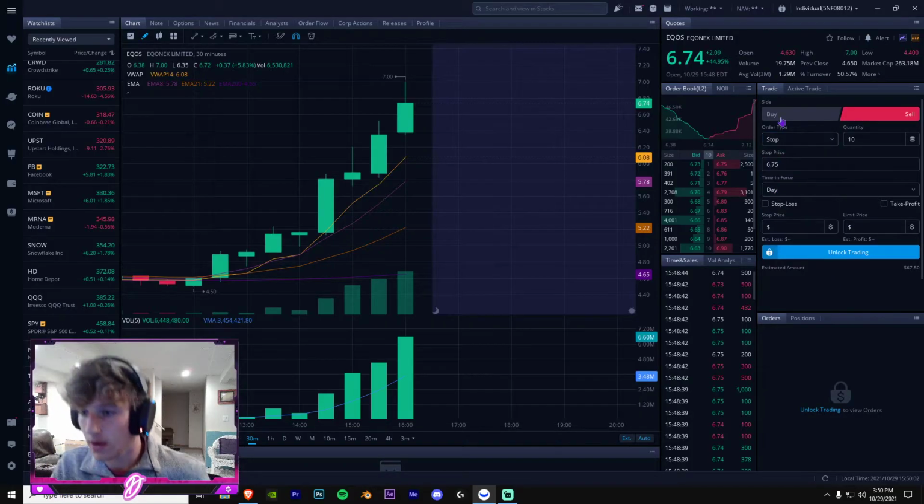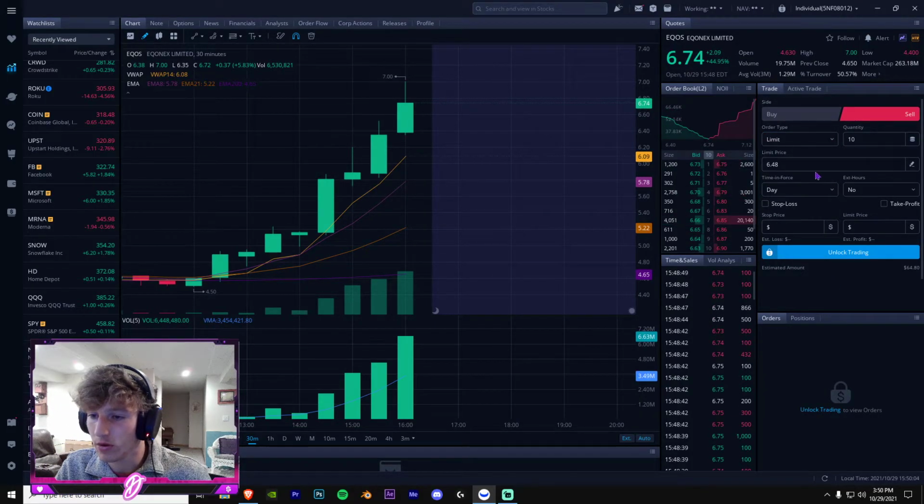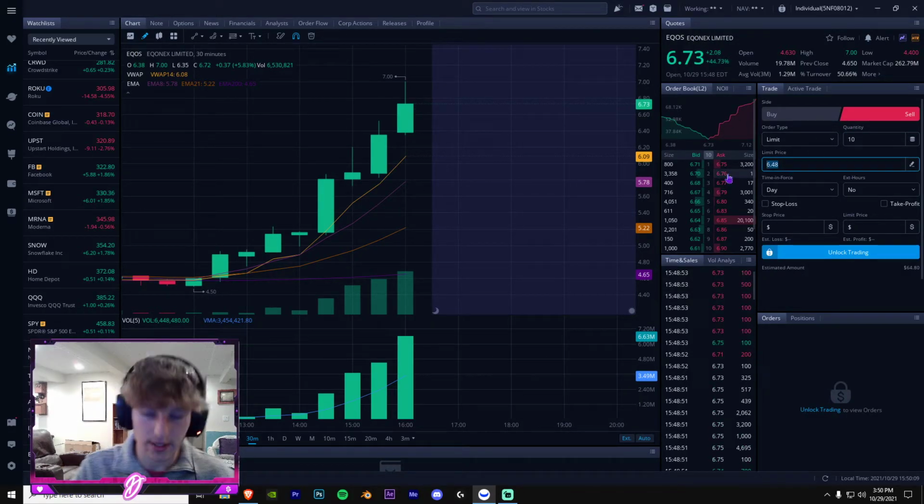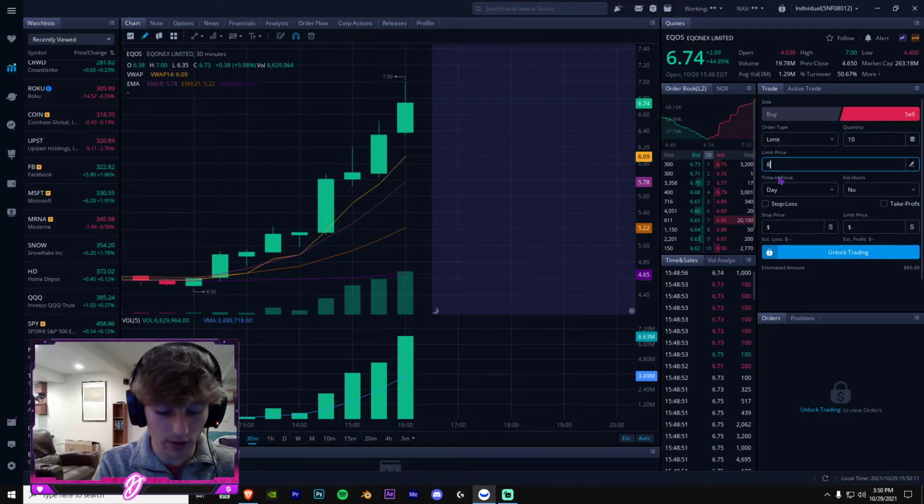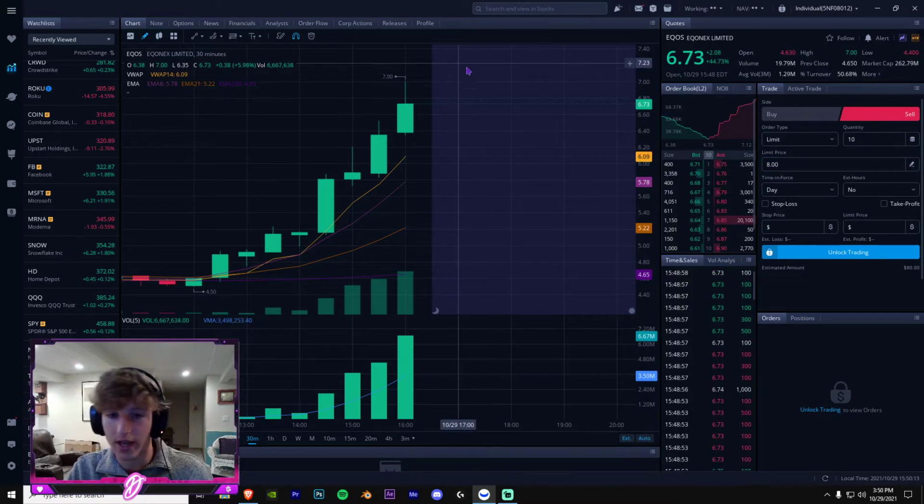So if you do have a limit order, you can also do a limit order for selling. So if the stock's $7 and you put a limit order at $8, whenever the stock reaches $8, this will sell all your shares that you have. So this is another nice feature. I liked it a lot.